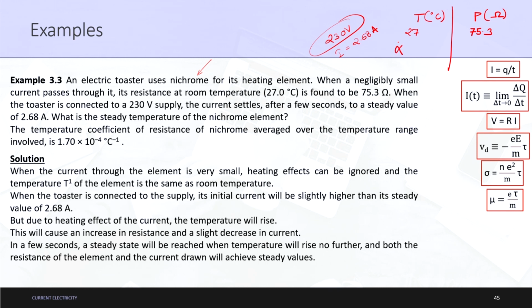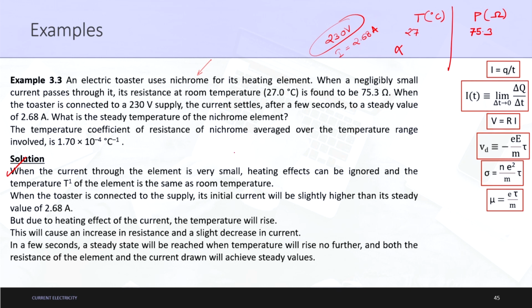It is a simple question of directly using the concepts, there is no use of any formula here, so please look carefully. When the current through the element is very small, heating effects can be ignored and the temperature T of the element is the same as the room temperature, quite evident. Please make sure you understand why it is happening here: because the current through the element is very small, heating effects can be ignored, and the temperature T of the element is the same as the room temperature.